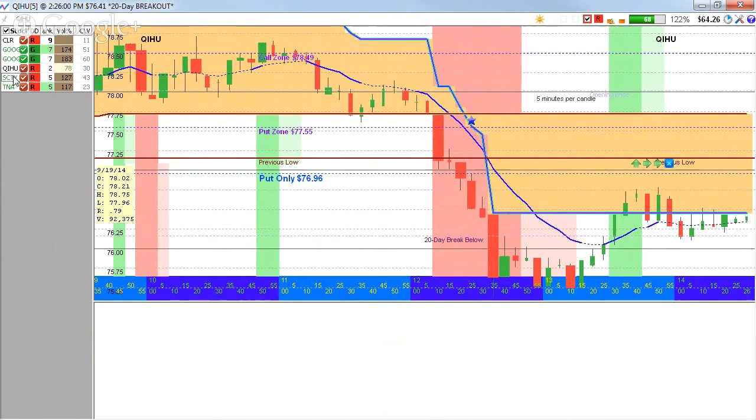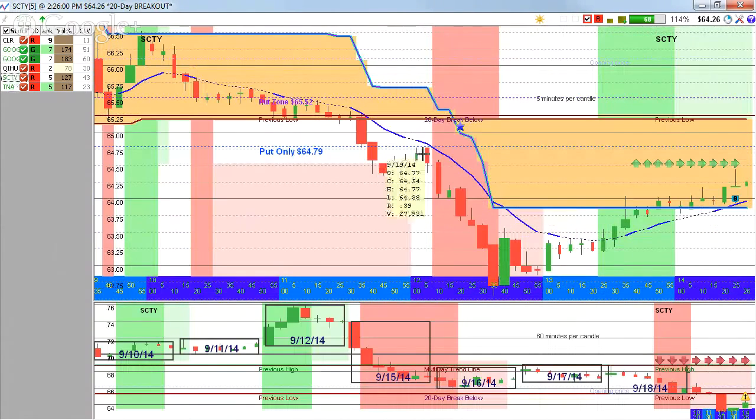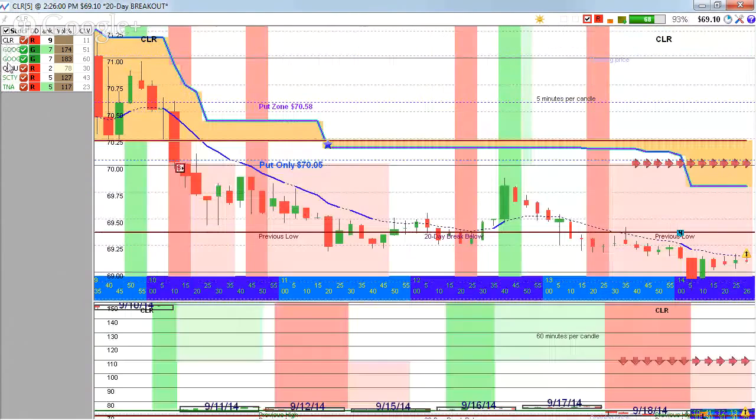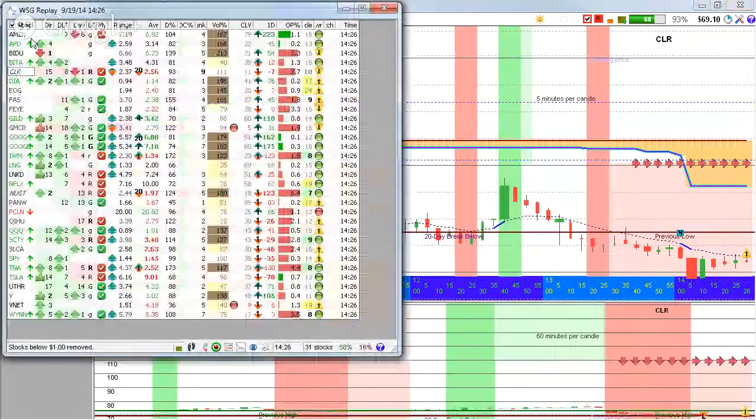How about this guy? Did it have a move? Yes, it did. This was a little low. I don't like it when it's that far away, but you know, it made money. TNA we looked at, and CLR we looked at. And that's it. Now, there's all these other stocks, and some of them had moves.